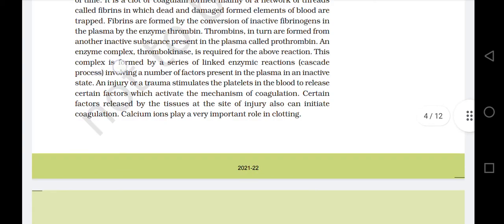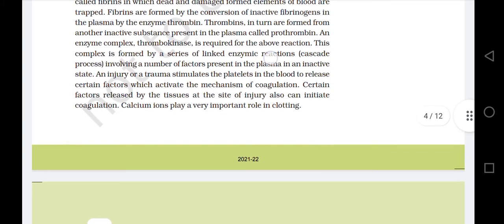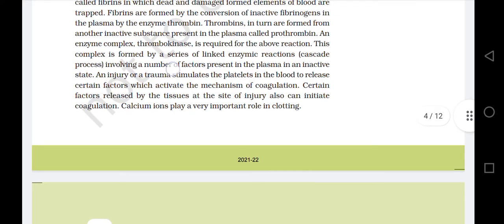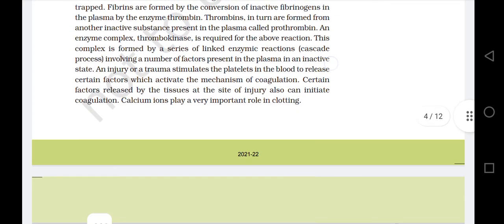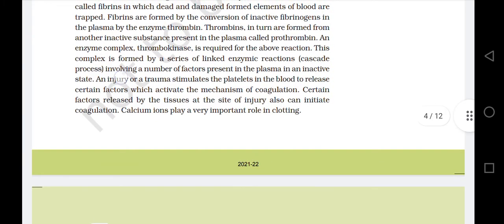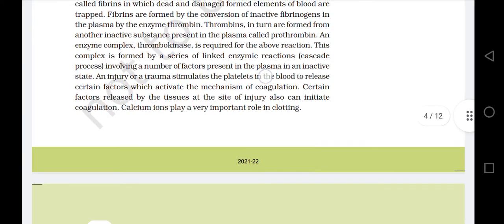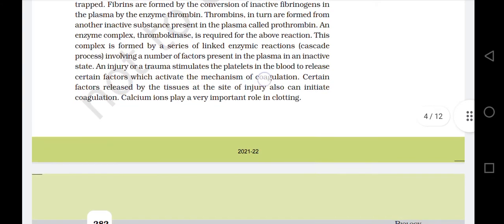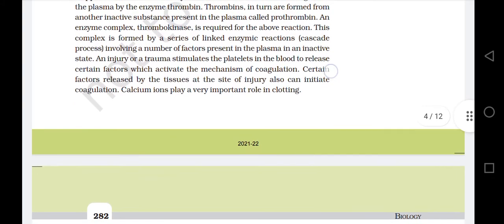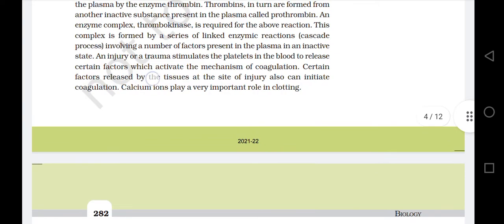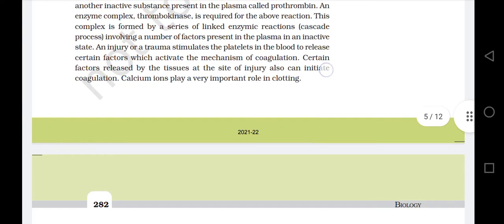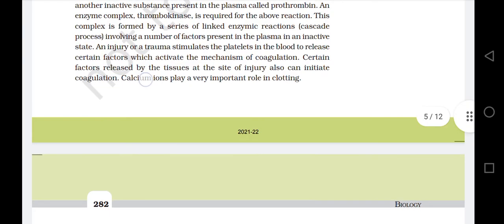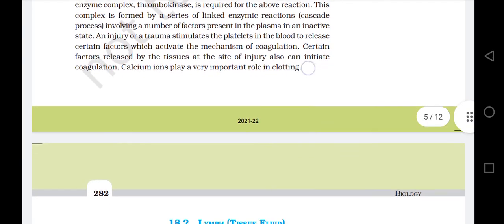This complex is formed by a series of linked enzymatic reactions. It is called the cascade process, involving a number of factors present in the plasma in an active state. An injury or a trauma stimulates the platelets in the blood to release certain factors which activate the mechanism of coagulation. Certain factors released by the tissues at the site of injury, such as tissue thromboplastin, also can initiate the coagulation. Calcium ions play a very important role in clotting.